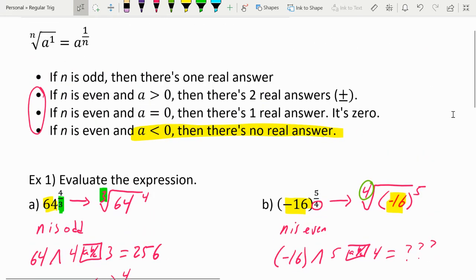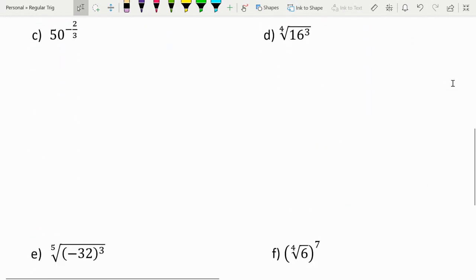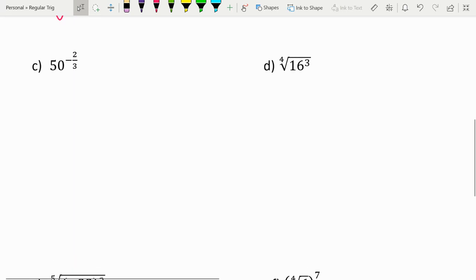So let me go back and erase this so we can keep looking back at these. So let's look at C. Again, let's rewrite it. So I'm rewriting this thing. But what are you noticing here?